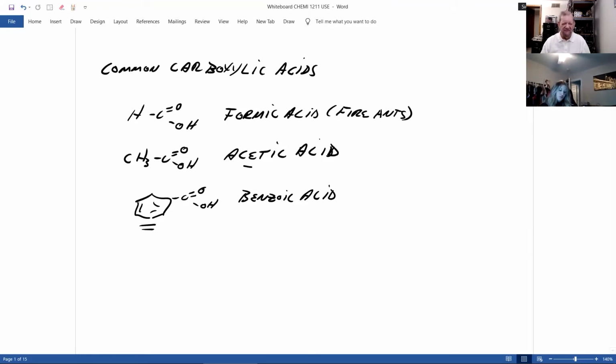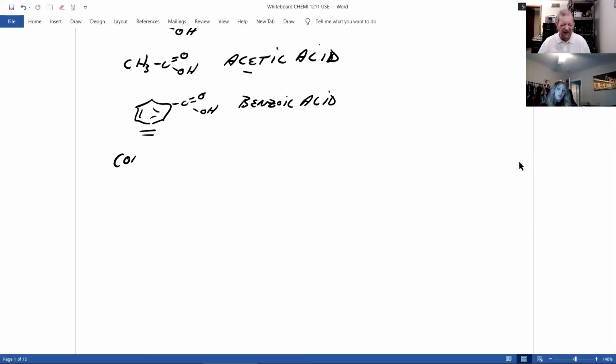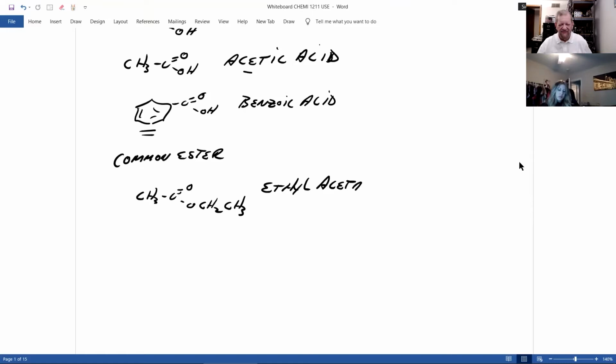Now, while I have you here on this page, let's do common esters. And really, it's a common ester because I only asked you to learn one structure name, and that's this one. And this is ethyl acetate. Nobody ever calls it by its IUPAC name, which I've got to think for a second. Ethyl ethanoate. I have to think about it because you'd never use that. It's ethyl acetate. Remember, this is the active ingredient, the main ingredient of nail polish remover.